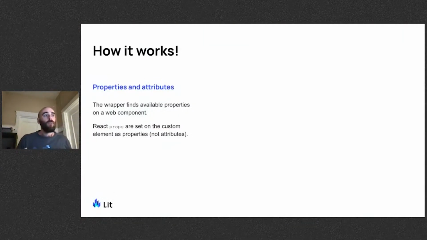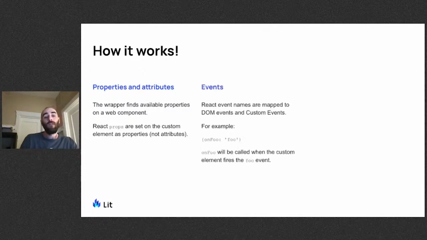Like I said previously, the wrapper interrogates a web component to find out what properties are attached to the web component. And then when the React props are set on that web component, they are set on the element as properties, not attributes. And this solves a lot of challenges when it comes to using web components in React.